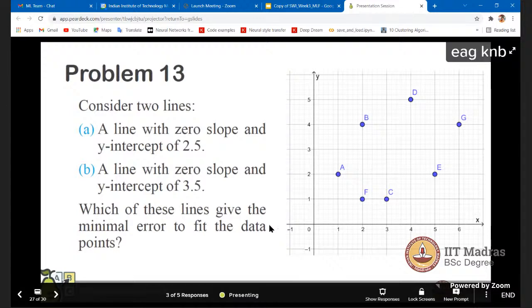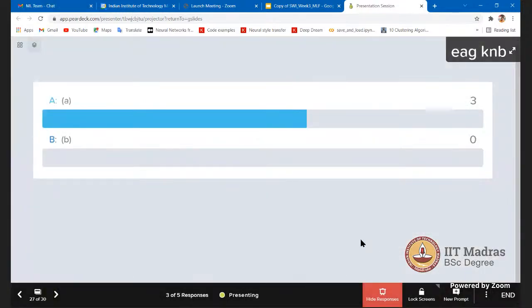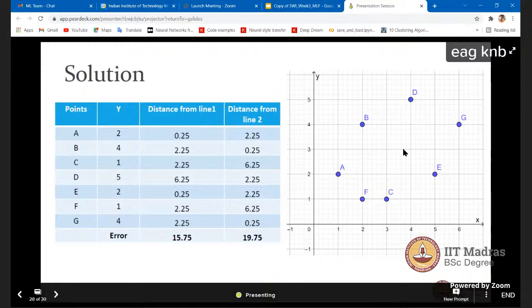Okay, so we have 3 responses, so we will see your response. I have chosen line A. That's the correct answer. Your line A will give you the minimal solution. So this is how we go about solving this problem.